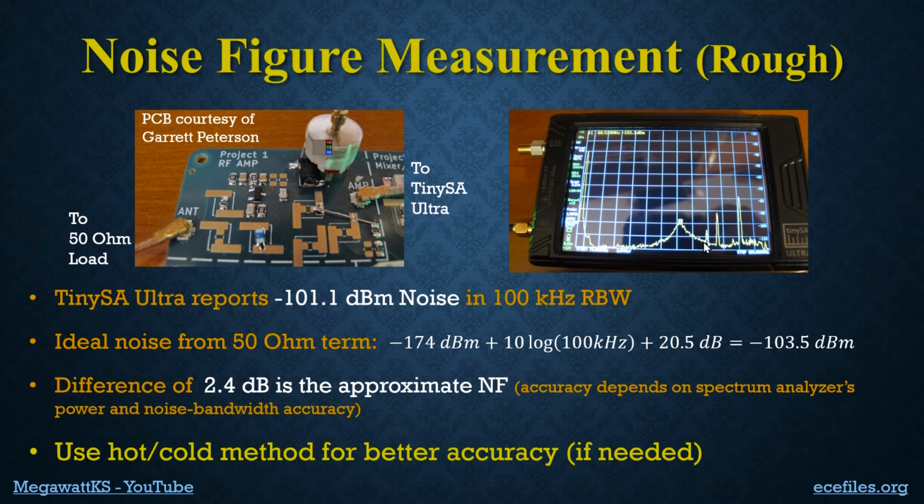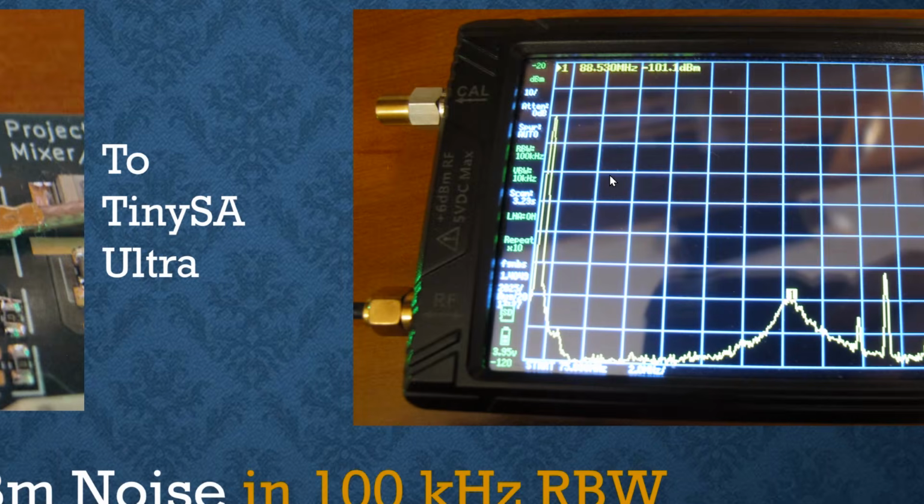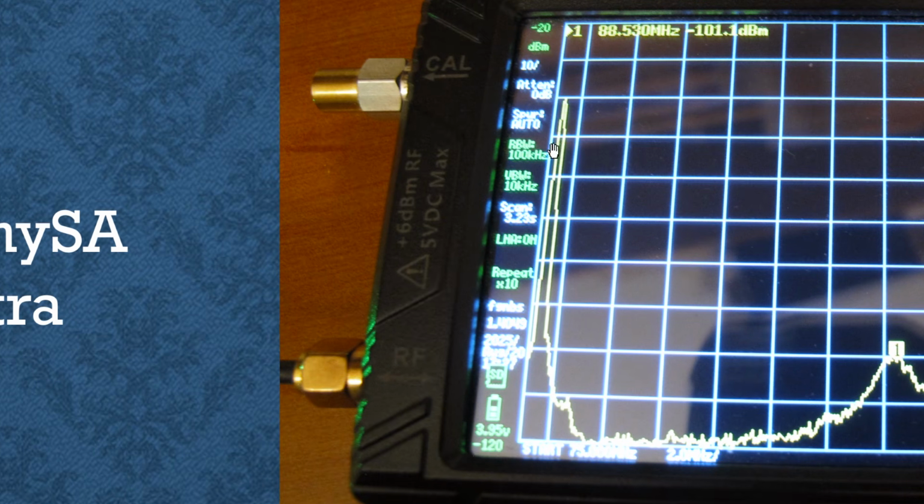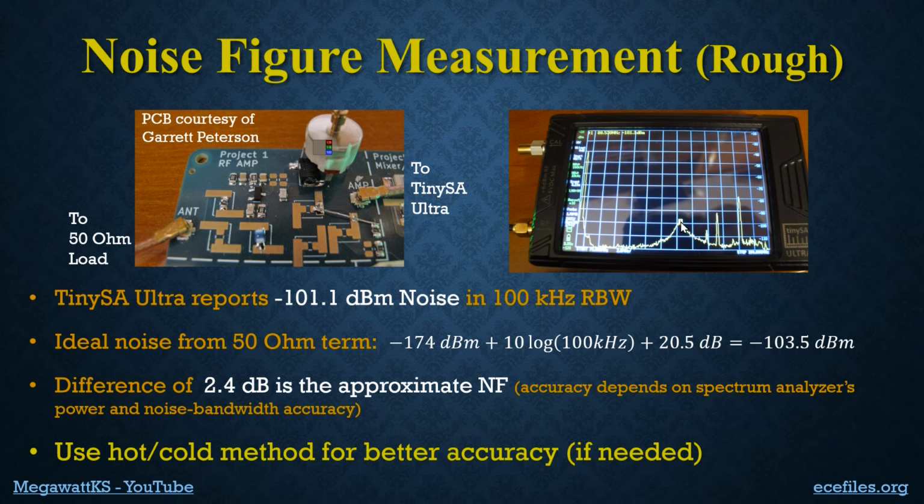Well, first of all, this number would change depending on what my resolution bandwidth is that I'm using. Remember, noise is proportional to bandwidth, so you got to know what that is. So here it shows that our resolution bandwidth is 100 kilohertz. So you got to write that down. So this is our total noise at the output in that resolution bandwidth.